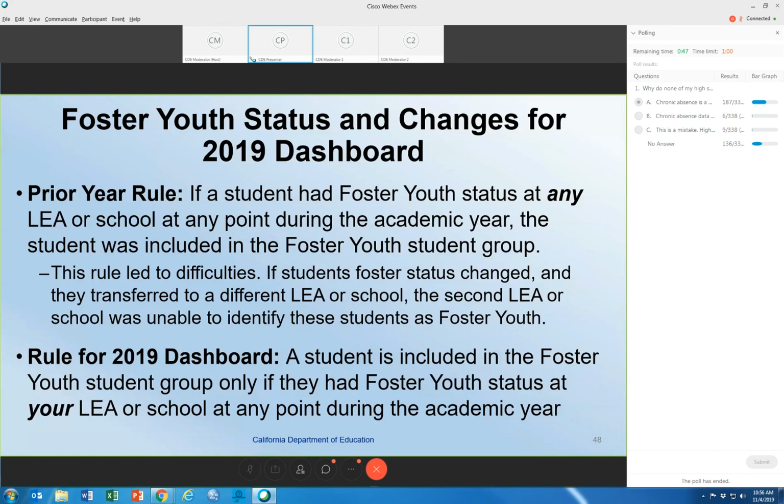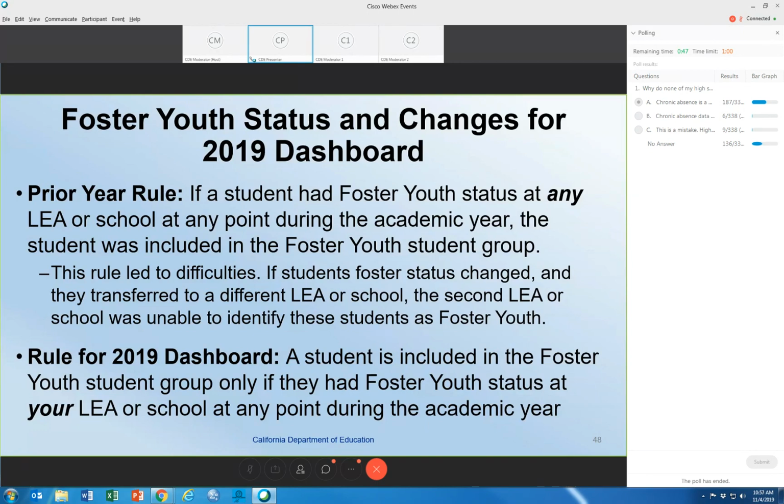So what we're doing for the 2019 dashboard is a student will be included in the foster youth student group only if they had a foster youth status at your LEA or school. And of course, we're going to look at any point in the academic year where they were in attendance at your LEA or school. And if they had foster status at any point in time, we will include them in the foster student group.